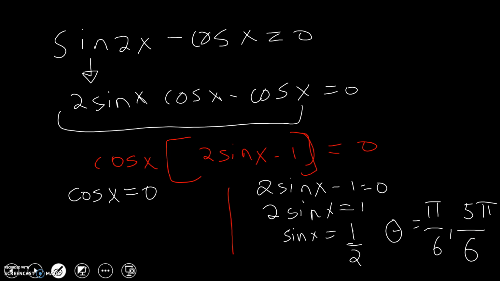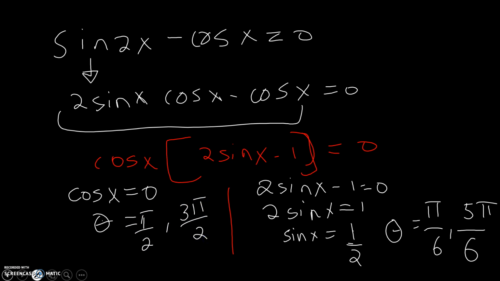Boom. There you go. And by the way, the theta for cosine of x equals 0 is just going to be pi over 2 and 3 pi over 2. Alright, that's it for this video.